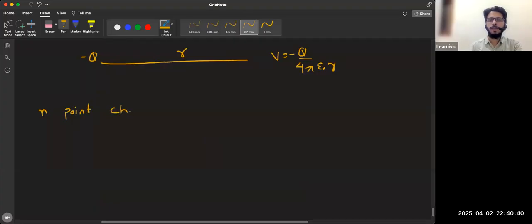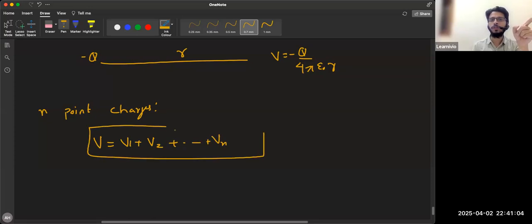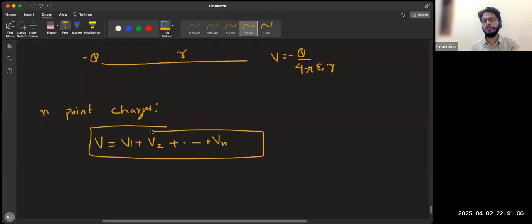So just like field, calculate potential due to individual charges and then add them up algebraically. You can do one more thing. You can calculate potential due to individual charges and add them up vectorially. But if that is true, field is a vector quantity, but potential is a scalar, so just calculate potential due to individual charges and then add them up algebraically. This is how we calculate potential due to a system of n point charges.